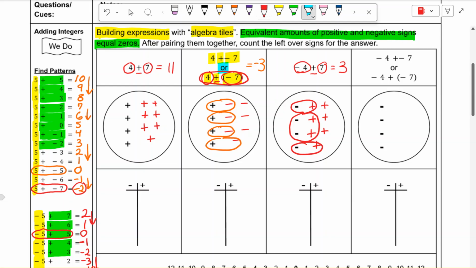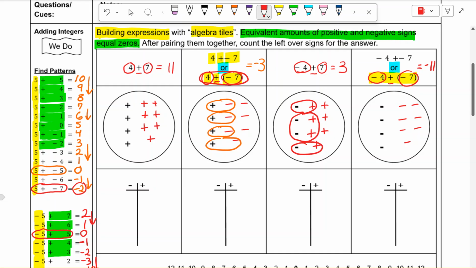And now we have this "or" again, because there's 2 ways to write it. You've already seen this. We're going to work with the bottom one. We're going to populate the circle with 4 negatives. 1, 2, 3, 4. And then we're going to add 7 negatives to the circle. 1, 2, 3, 4, 5, 6, 7. And you can see there are no positive signs in there, so we cannot combine them to make zeros. So we're going to count how many negatives we have, and we have -11. All right, so that's how you use the inverse of 0 for those.